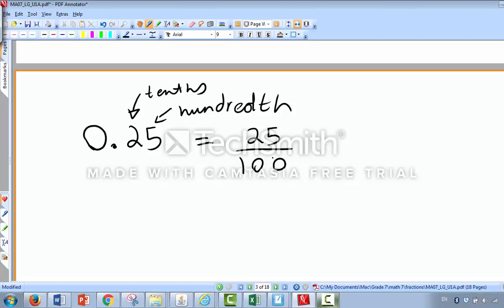25 hundredths. Now, if you gave that to me as an answer, that would not be full marks, because you always need to reduce your fractions if you can. And if we look at our numerator and our denominator, what's the biggest number that goes into both? 25. So we can divide them both by 25. And we get 1/4, which we already know to be true.